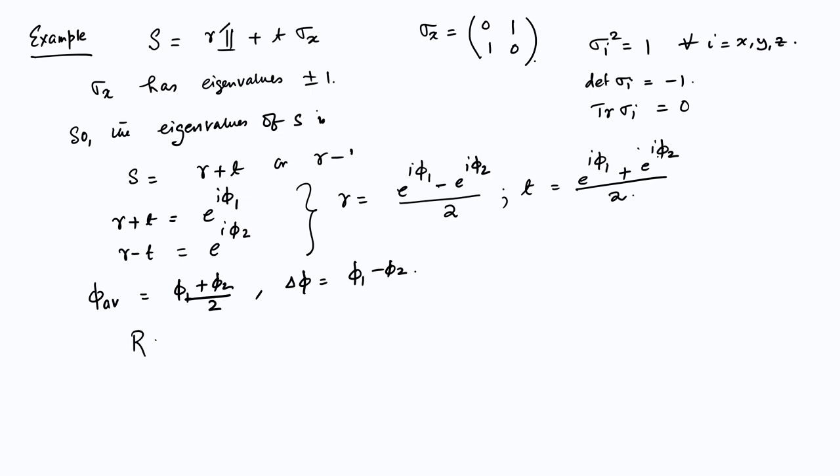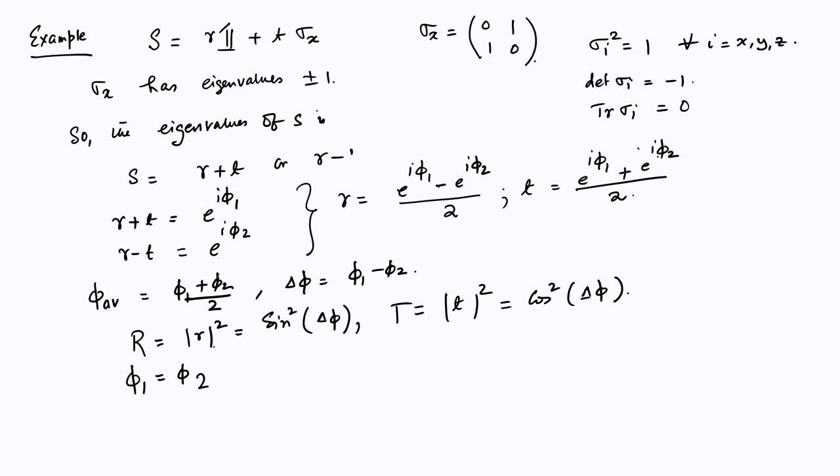In this case, your reflection probability, which is the mod square of r, is equal to sine square delta phi, and the transmission probability, mod t square, is equal to cos square delta phi. To see how this makes sense, if you take phi 1 equal to phi 2, it means of course that sine square delta phi is zero, so there is no reflection. So, r is equal to 0, and the S matrix will take a form which is exponential i phi 1 times 1, 0, 0, 1, and so on and so forth. So, this tells you that if there is no difference between the reflected and the transmitted waves, then there is no reflection that occurs, and the whole thing is transmitted.